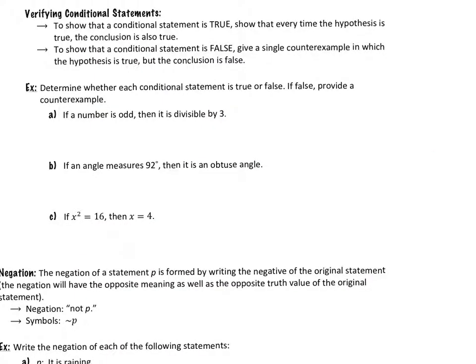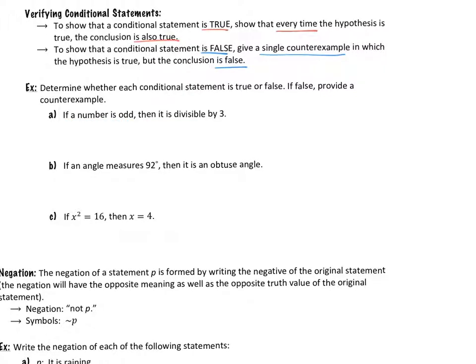In order to verify that a conditional statement is true, we have to show that every time the hypothesis is true, the conclusion is also true. To find a conditional statement to be false, all we need is a single counterexample, in which case the hypothesis is true, but the conclusion is false. So we're going to make the hypothesis true and then look to see if that conclusion always follows or only sometimes. Let's look at our examples. We're going to determine whether each conditional statement is true or false. If it's false, it's because we provide a counterexample.